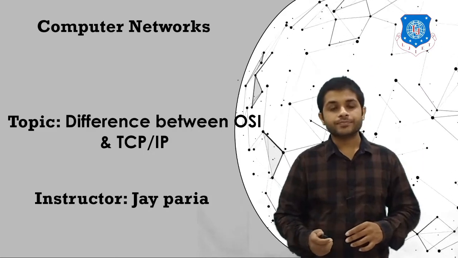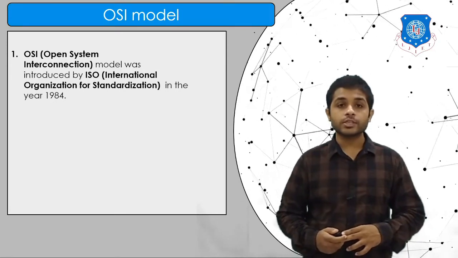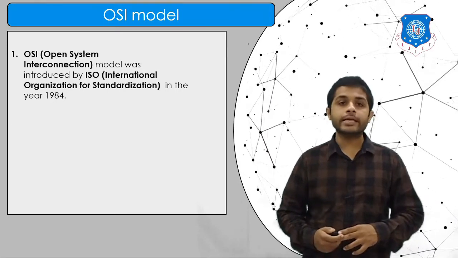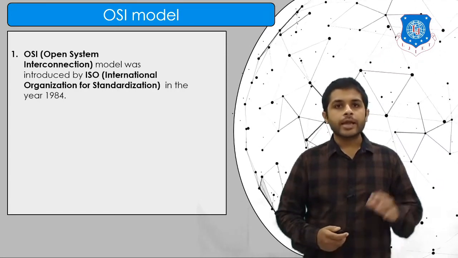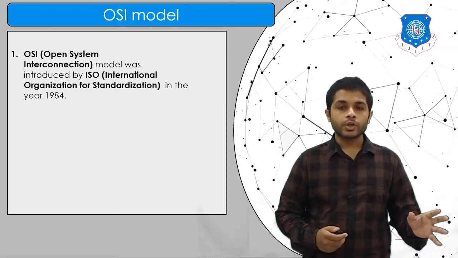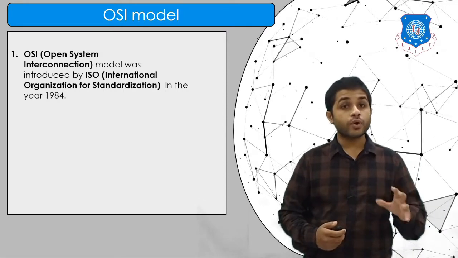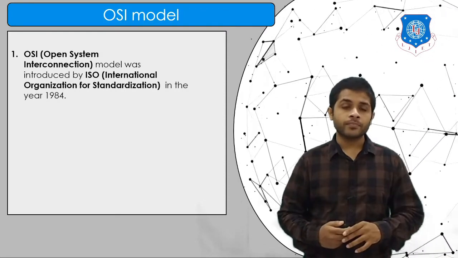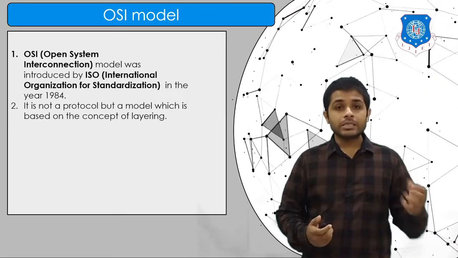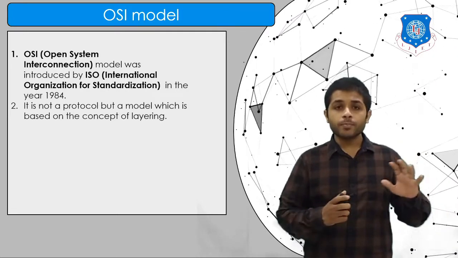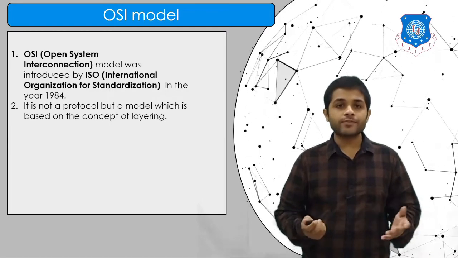So let's start. The OSI model was introduced by the International Organization for Standardization in the year 1984. OSI stands for Open System Interconnection, and it is more like a theoretical model. If you want to make a device that can communicate over the internet, then you should follow the OSI model. The OSI model is not a protocol because in the OSI model there are no protocols available that you can take directly and implement. It is just for reference only.